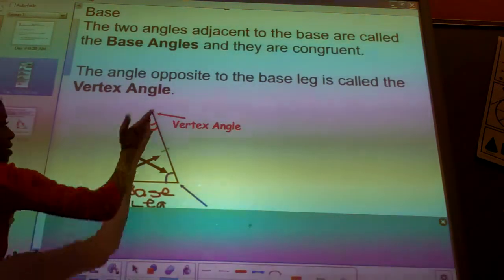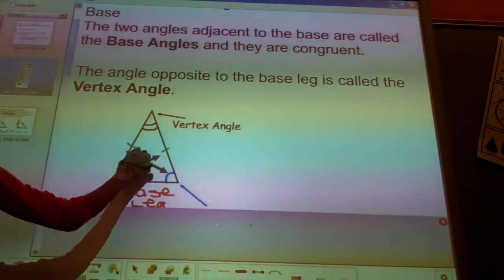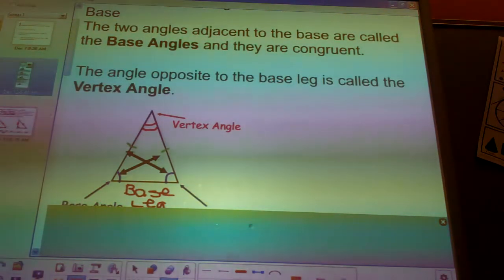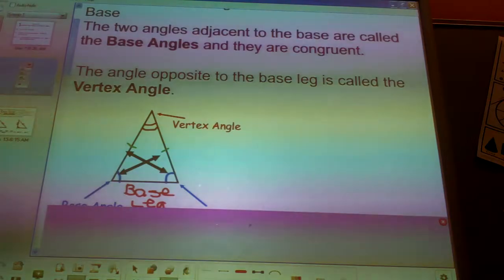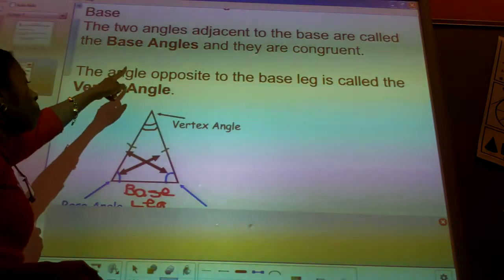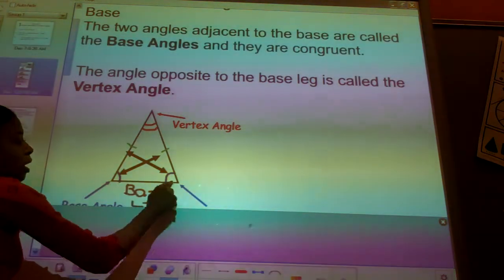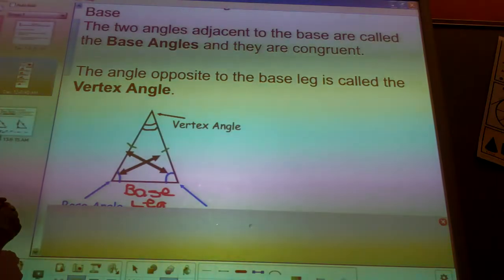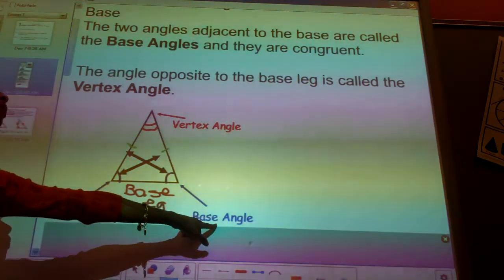So here's our base. These are our two congruent legs. There's the first congruent leg, and then there's the second. We can tell that by the green markers. And the side that is not congruent is called your base. The two angles adjacent to the base are called the base angles. So here's my base leg. The two angles on the corner of a base leg are called base angles.